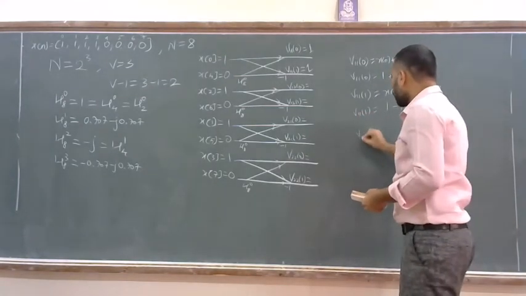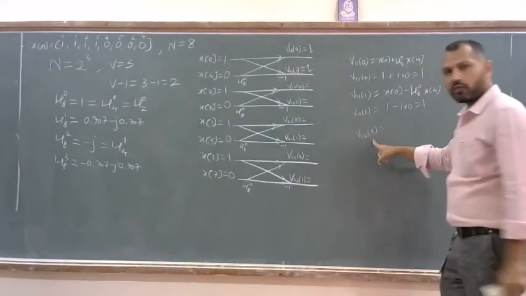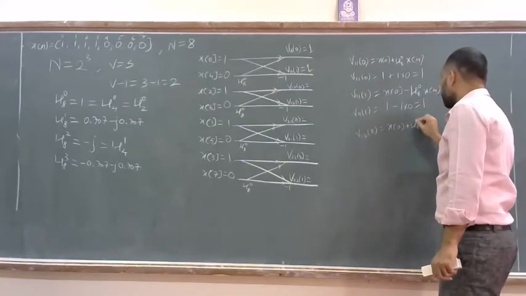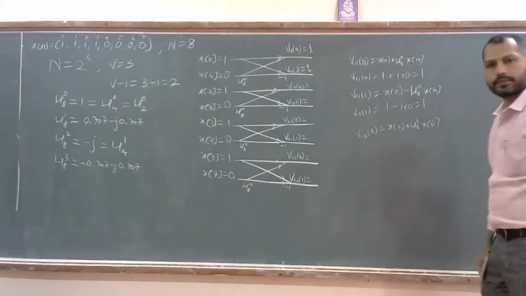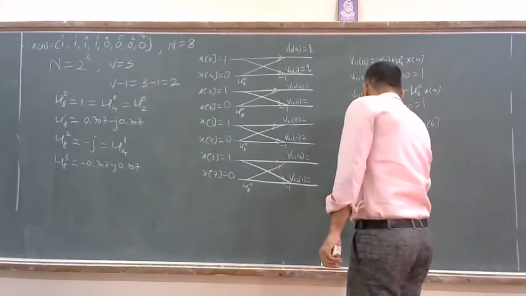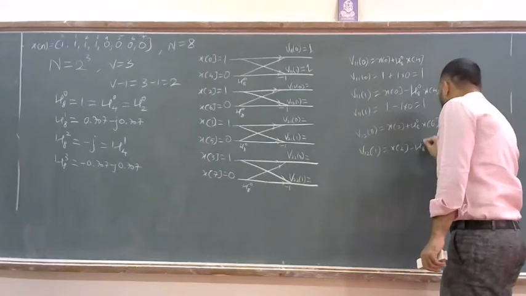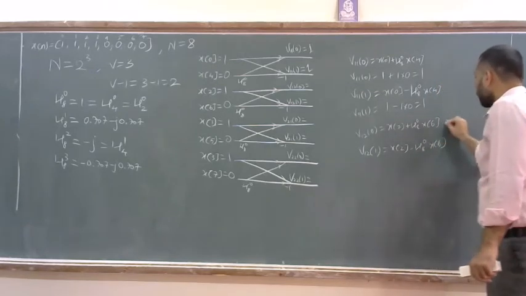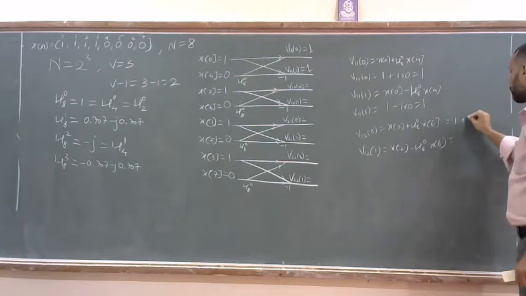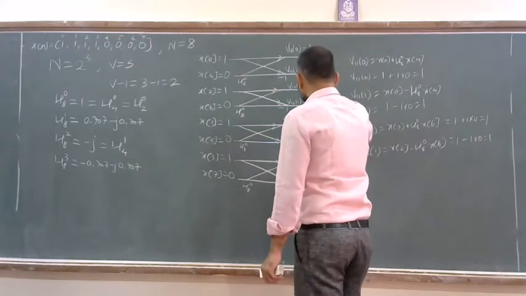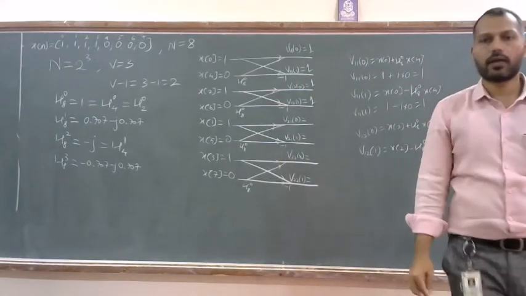for V12 of 0, it will be x of 2 plus W80 x of 6. And likewise, for V12 of 1, it will be x of 2 minus W80 x of 6. So the values will be 1 plus 1 into 0, which is equal to 1. And the second one, for V12 of 1, it will be 1 minus 1 into 0, which will again be equal to 1. So the second 2-point DFT points are again 1.